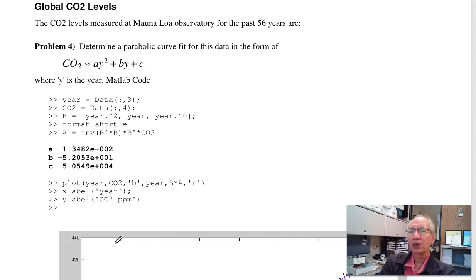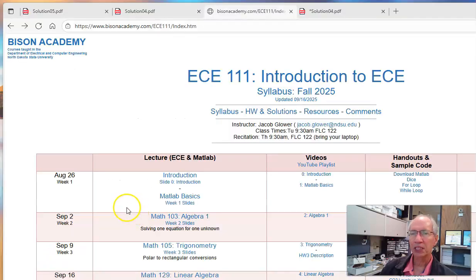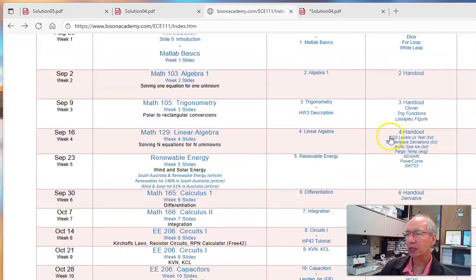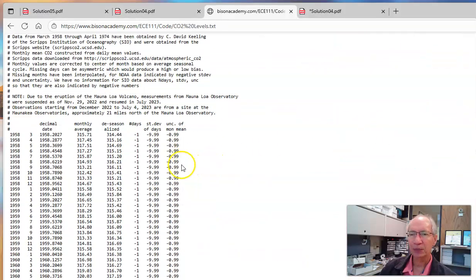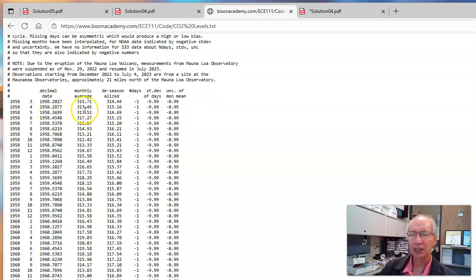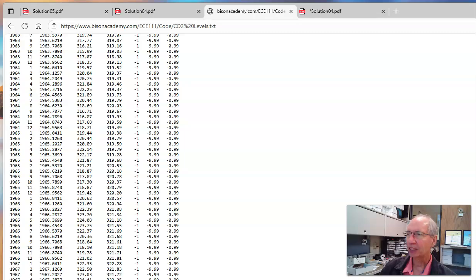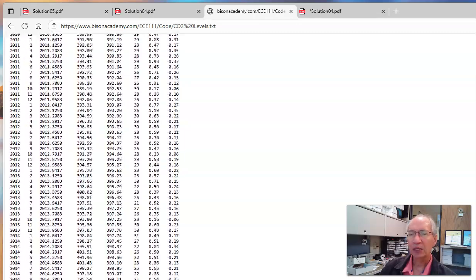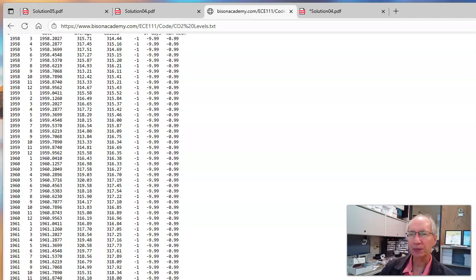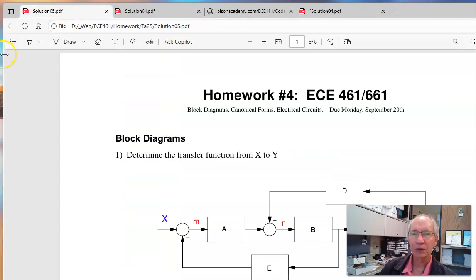Problem 4 onward looks at what happens if I have more equations than unknowns. For example, if I go to the National Oceanic Atmospheric Administration, they've got data measuring global CO2 levels. Now these are located at different spots. They're also available on Bison Academy. Click on right here. Here's my data. This is the year. Here's the CO2 levels. And you can see there is lots and lots of data. Let's do a linear or parabolic curve fit for that data. Now as you can see, I've got more data than unknowns.